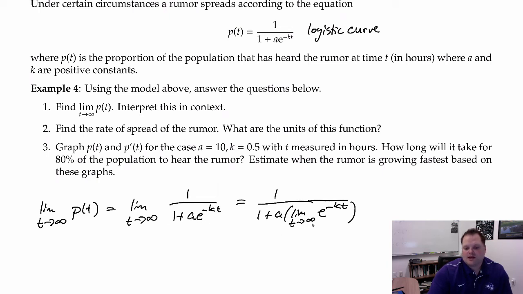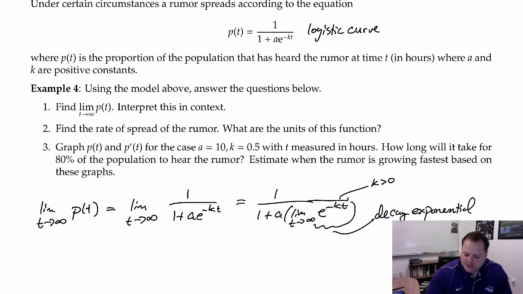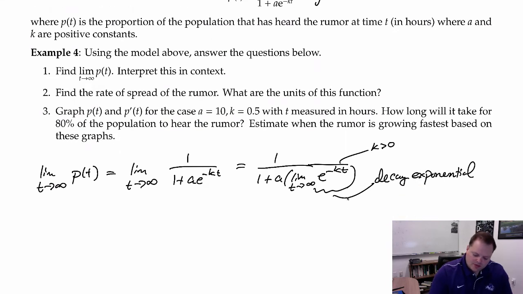And what is the limit at infinity of e to the minus kt? Well, if k is positive, then this would be a decay exponential, which means that its limit over time is 0. So the limit of this is 1 over 1 plus a times 0, which is just 1.